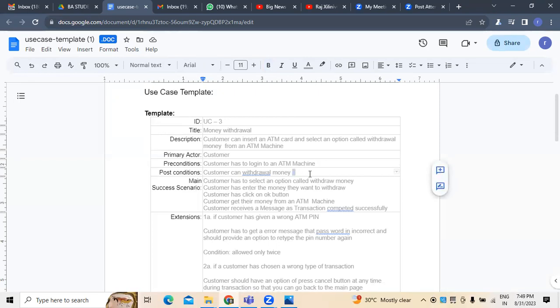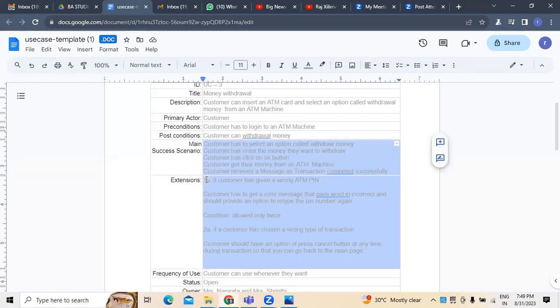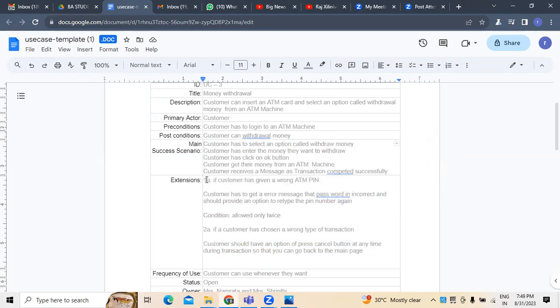This is what finally we want to have as the final outcome. Now, in between whatever happens, this is what we call the main or success scenario. Understood, Vikrant, Anant, right? These are the success scenarios. What can the customer do? The customer has to select an option for withdrawal. Once he or she has inserted the card, they have to enter the money and click the OK button. These are the different success scenarios we have to write.